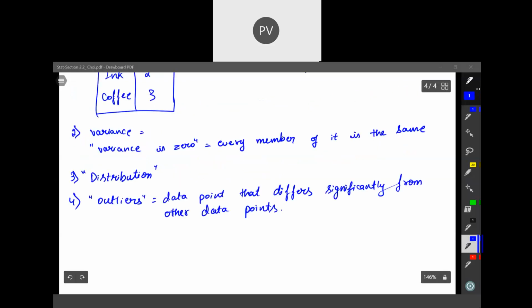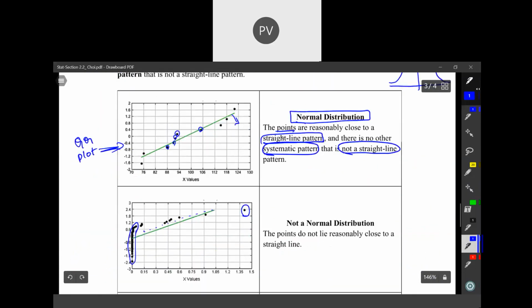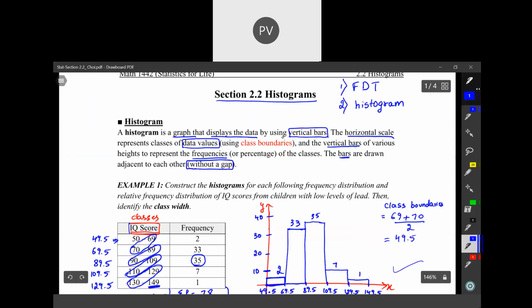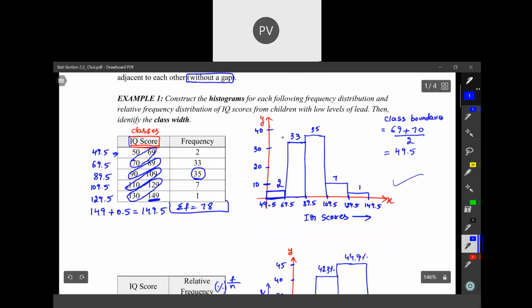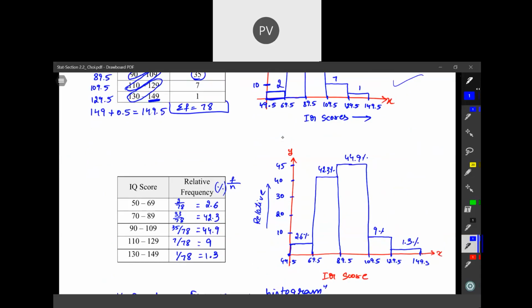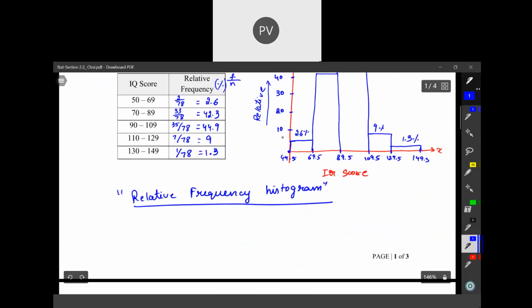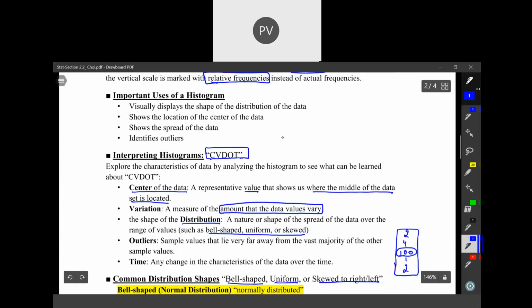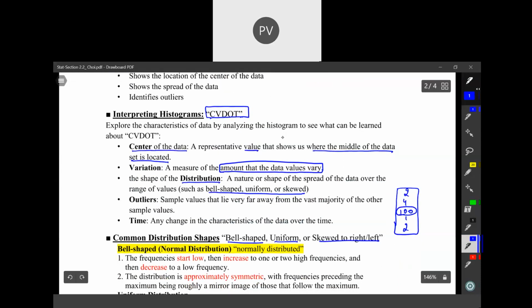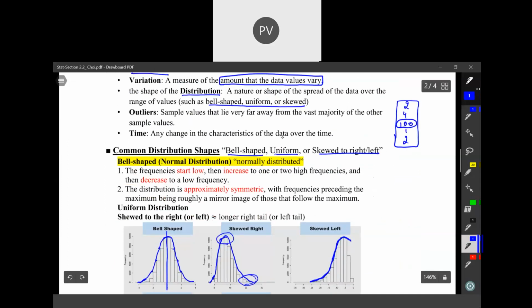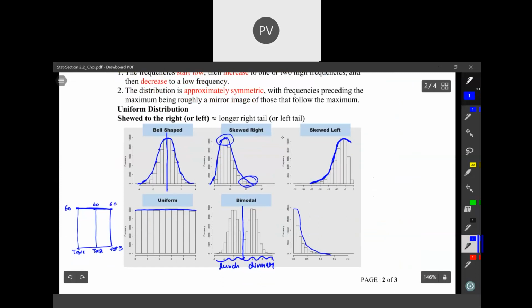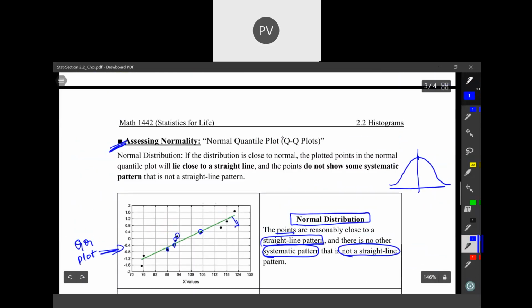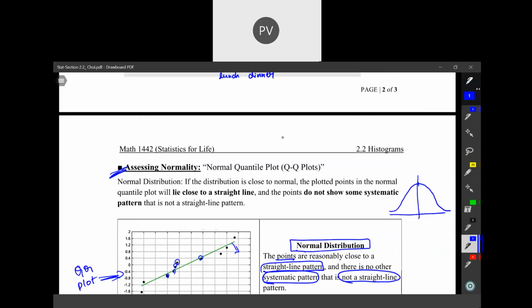So this is pretty much about your section 2.2, histogram. What did we study? We studied the definition of a histogram, and we saw an example where we can draw a histogram using the classes and frequencies. If you have relative frequency on the vertical axis, that type of histogram is called a relative frequency histogram. We also studied CVDOT, that is center, variation, distribution, outliers, and time. We also studied different types of distribution shapes like bell-shaped, bimodal, uniform, etc. And then we learned how to find normality using the QQ plot.